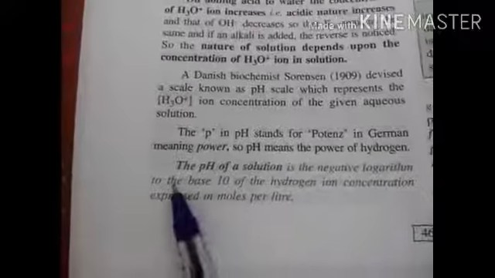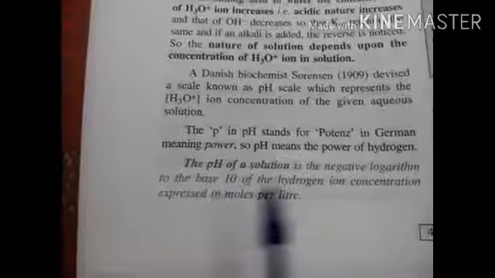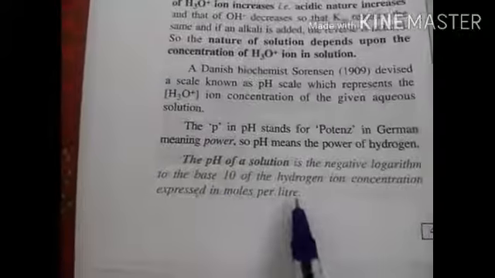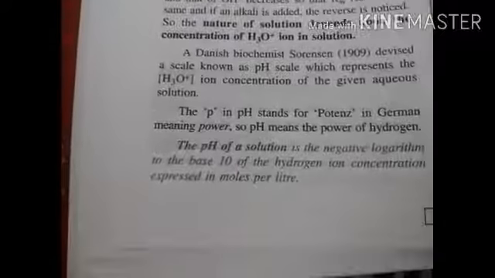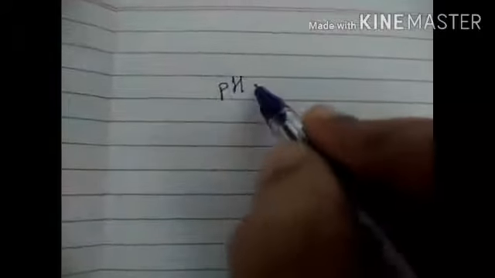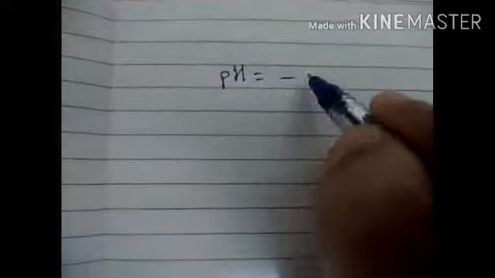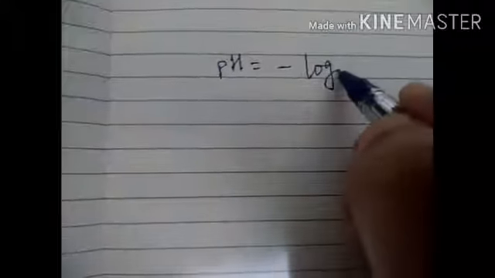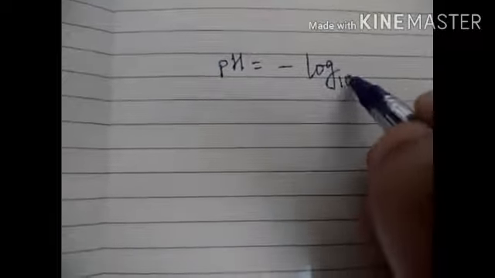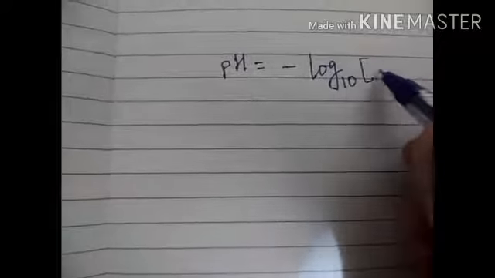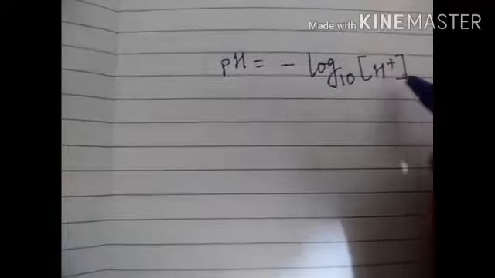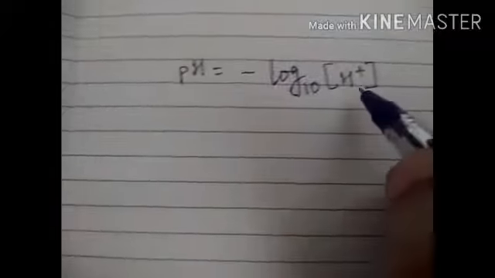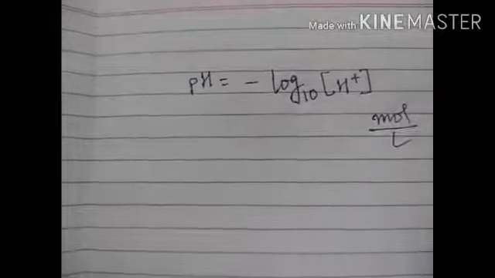So let us see, the pH of a solution is the negative logarithm to the base 10 of the hydrogen ion concentration expressed in moles per liter. Let us write it in a mathematical way. So pH is the negative logarithm to the base 10 of the hydrogen ion concentration, and this concentration, students, is measured in moles per liter.